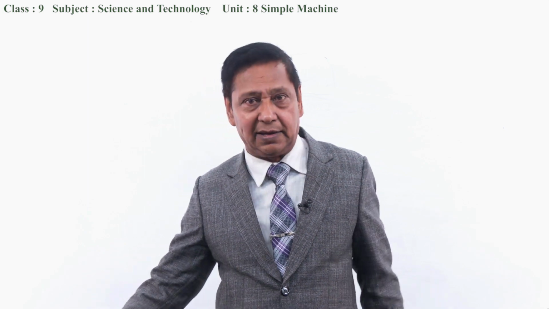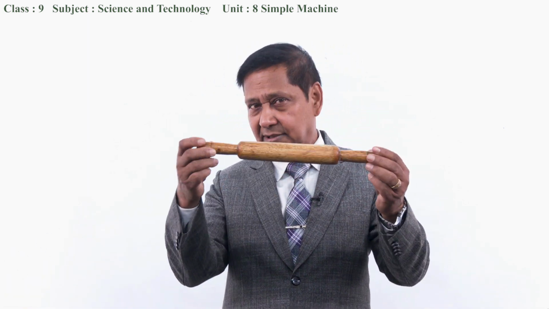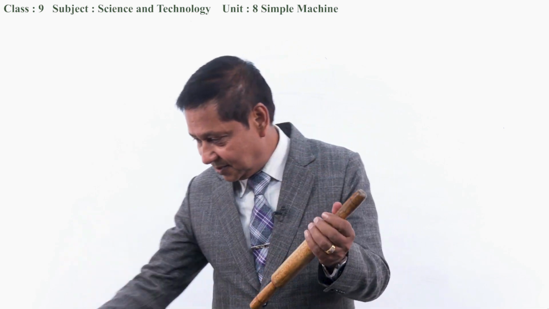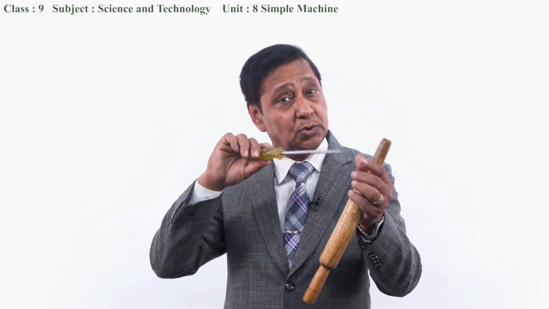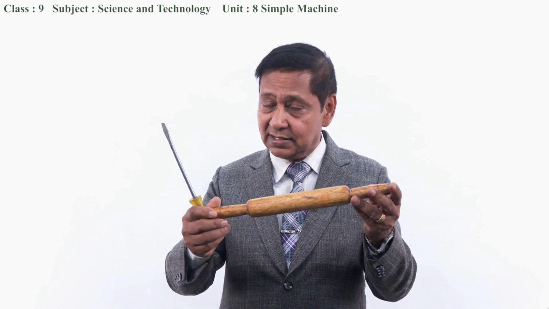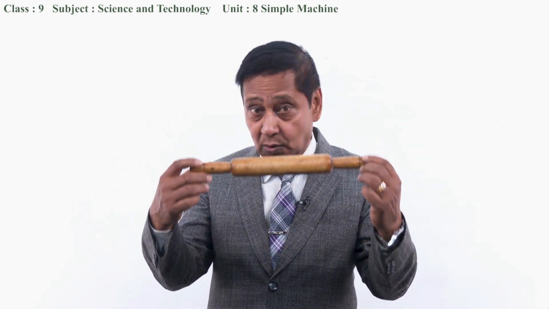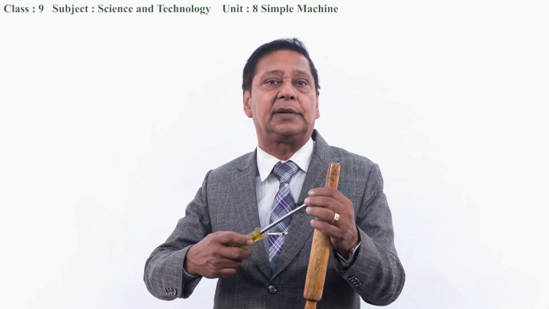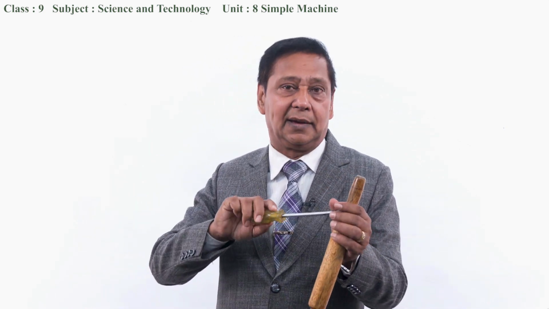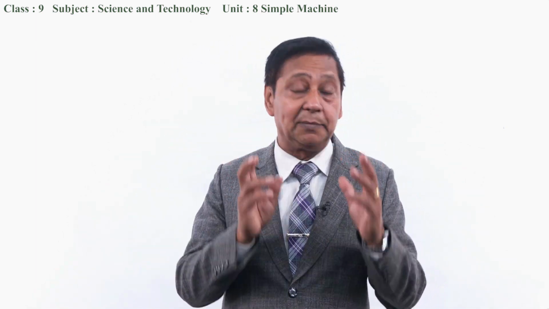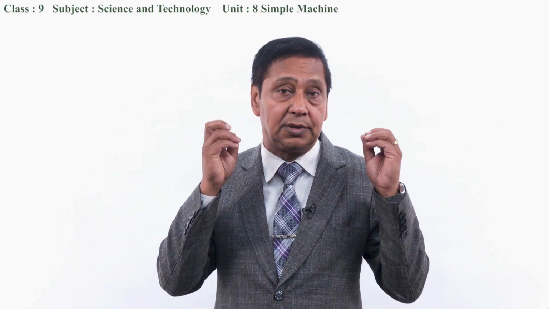Look at this at the beginning. You have seen this in your daily life. What is this? You know, this is a screwdriver and this is a rolling pin. Rolling pin is used in making roti, but this screwdriver is used to screw a screw in a certain place. And these are used in our daily life. Both of them are simple machines and they are used widely for different purposes.